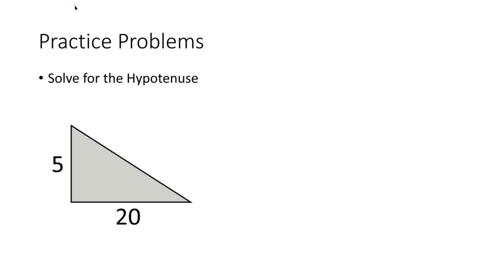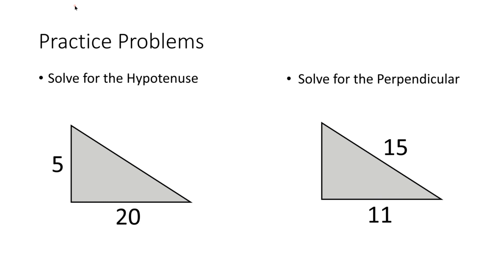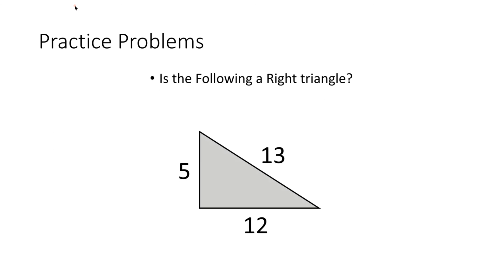Firstly, solve for the hypotenuse of this triangle, with side lengths 5 and 20 given. Secondly, solve for the perpendicular of this triangle, with side lengths 15 and 11 given. Lastly, determine if the following triangle is a right triangle. It has side lengths 5, 12, and 13.